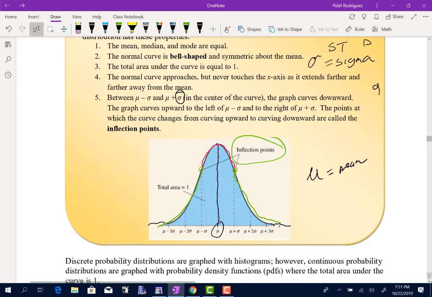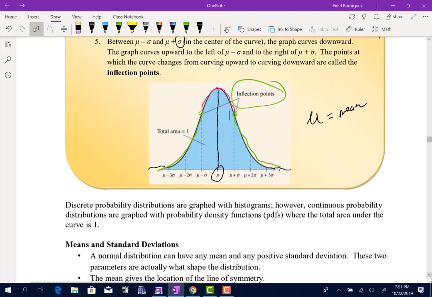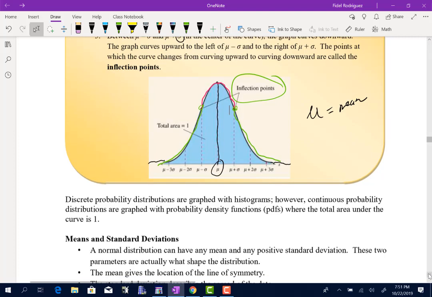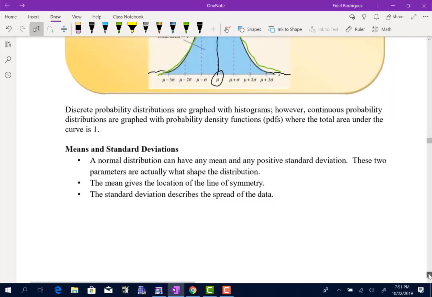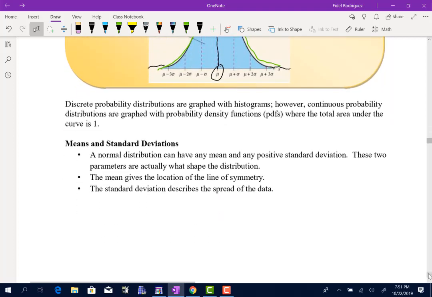Let me kind of scroll down a little bit here. It says discrete probability distributions are graphed with histograms. However, continuous probability distributions are graphed with a probability density function where the total area under the curve is 1. Okay, so let's take a look. Scroll down some more. So it says a normal distribution can have a mean and any positive standard deviation. These two parameters are actually what shapes the distribution.